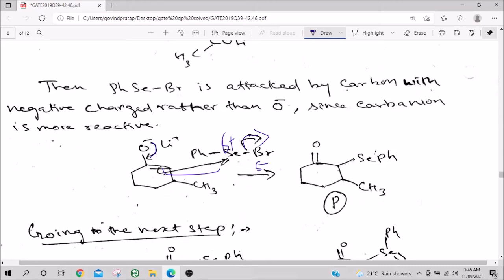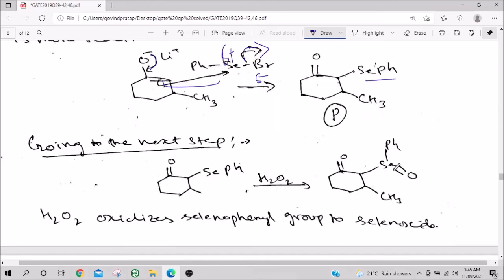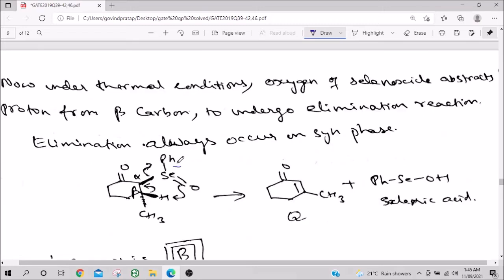H2O2 basically oxidizes. It forms selenium oxide, and this one has two resonance structures basically. So it's like, you know, Se plus is there and O minus is there. The electron comes out here and then this comes here and this goes away. So selenium is lost, it becomes selenic acid and you get alpha beta unsaturated ketone.